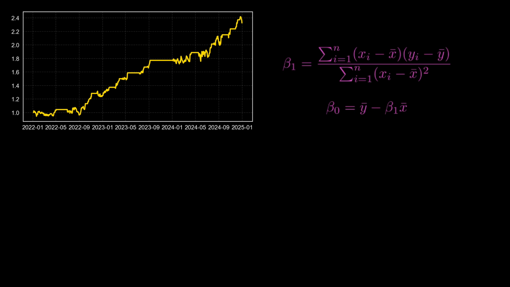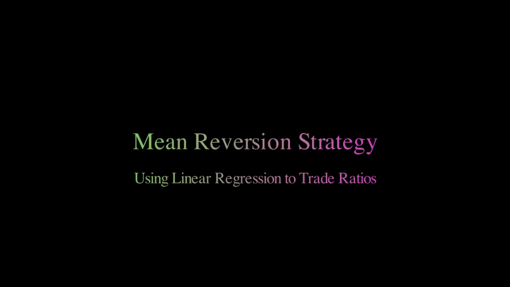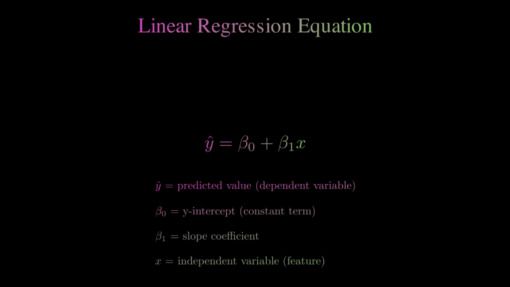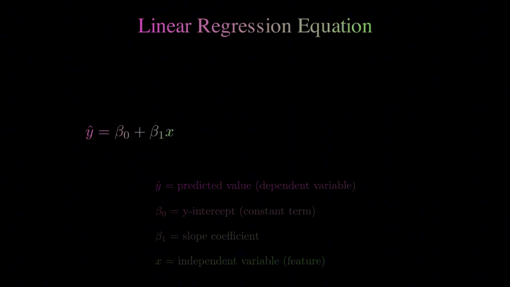Let's dive in. In particular, today we will cover mean reversion strategies, and I'll show you how to use linear regression to trade ratios. Alright, let's talk about linear regression. Imagine that we have two variables, gold and silver. Gold is our variable x and silver is our variable y, and we are using the price of gold to predict the price of silver.